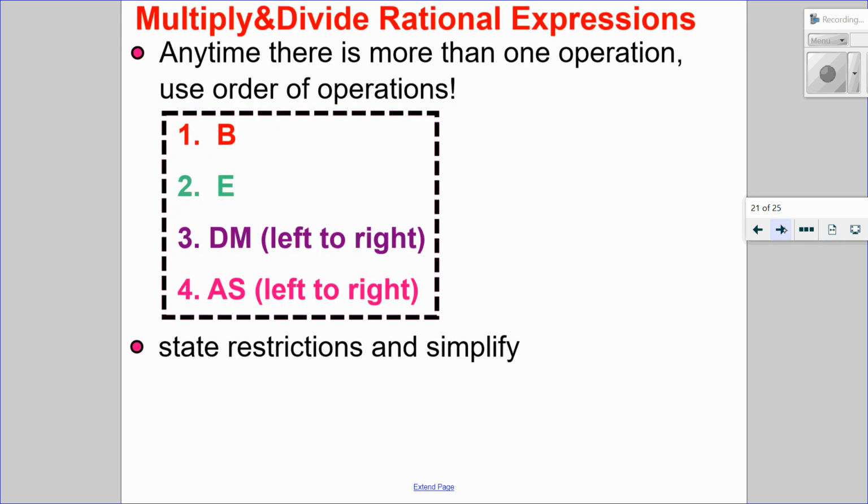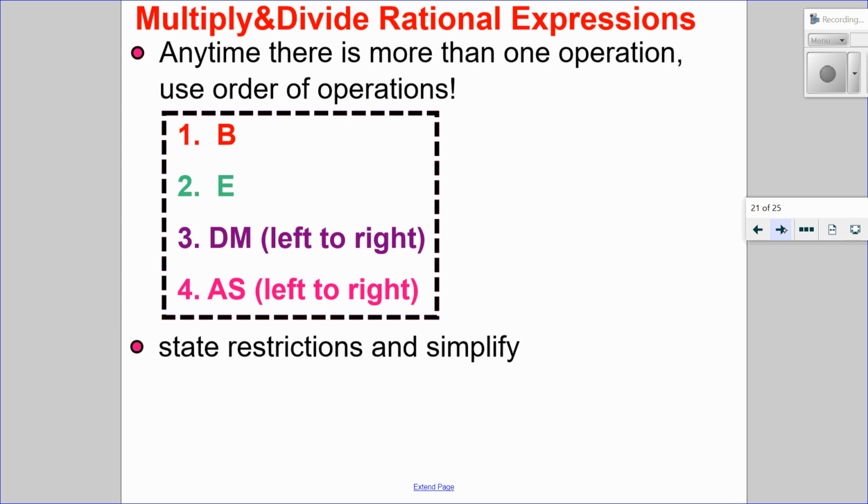So I want to do one question where we're combining the operations. Anytime there's more than one operation, this goes for fractions, whole numbers, integers, you have to follow order of operations. So you might have learned it as BEDMAS, written horizontally. I write it vertically. So I write it as B, E, D, and M, A, and S.